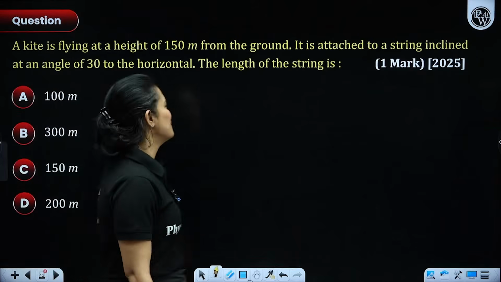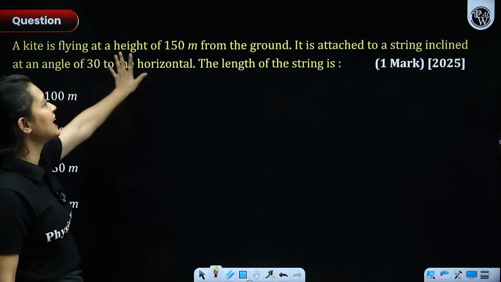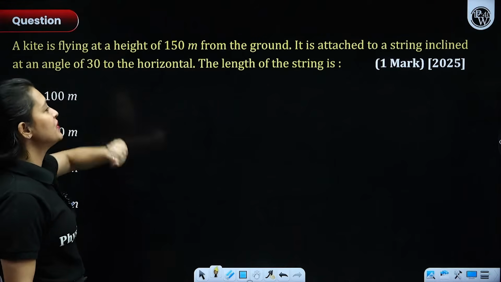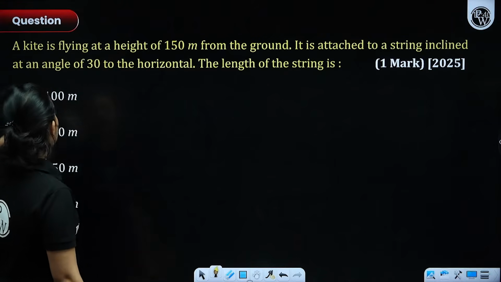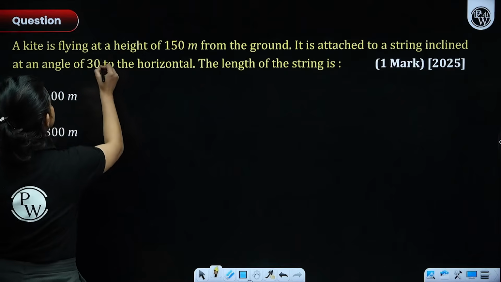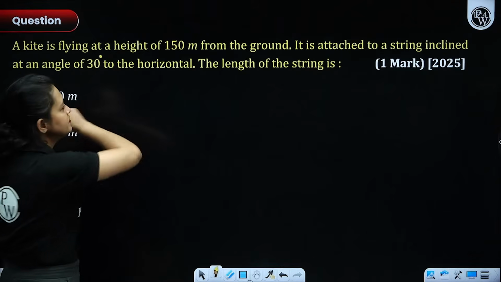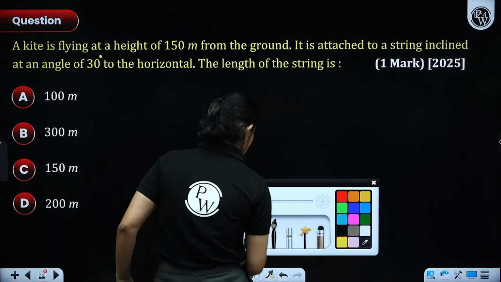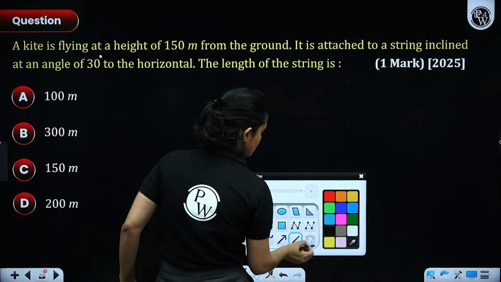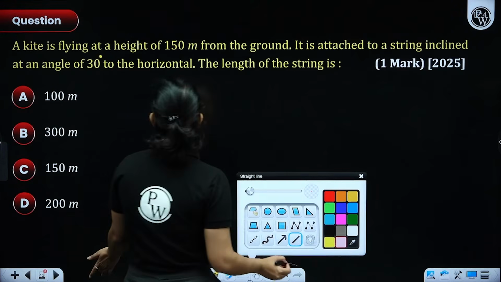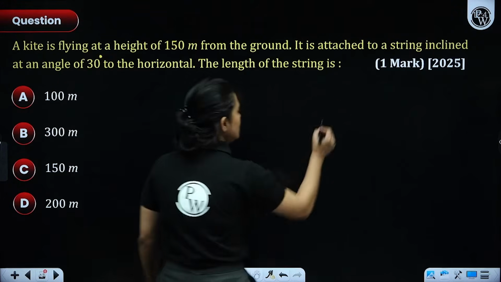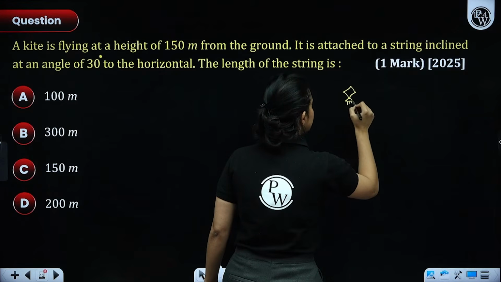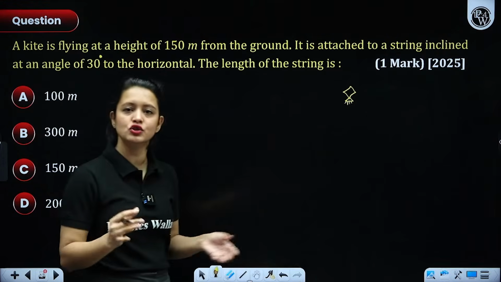Let's move on. Now, a kite is flying at a height of 150 meters from the ground. Okay, it is attached to a string inclined at an angle of 30 degrees to the horizontal. The length of the string is. Now, people, we are going to make some figures, so pay attention. Okay, so first of all, we have a kite, everyone. So this is your kite. You can see that for the kite, nothing is given, like no height, nothing.